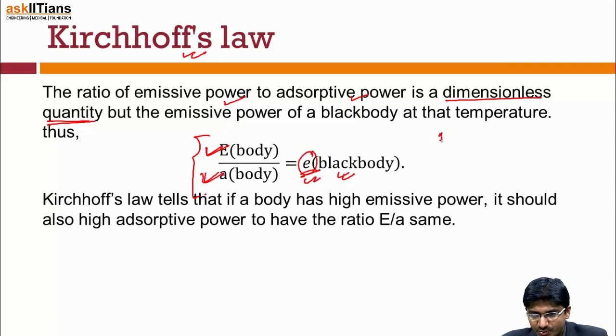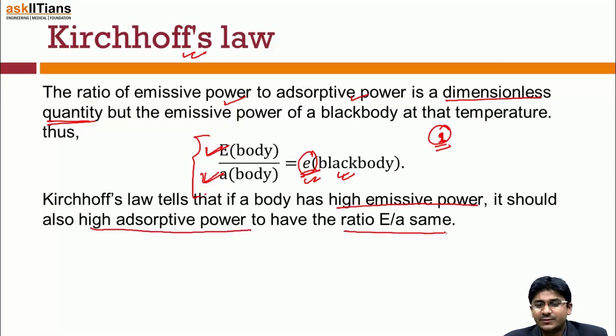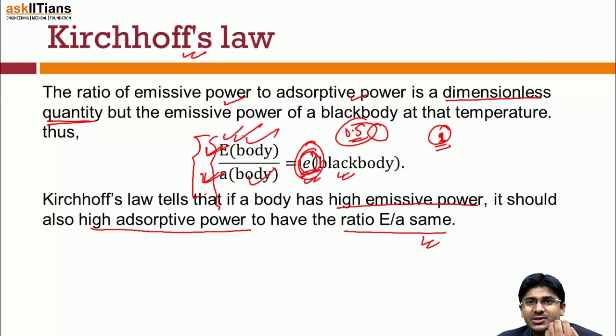For a black body, this ratio becomes 1. For a black body, this ratio is 1. Else, it is less than 1. Now, it tells that if a body has high emissive power, it should also have high absorptive power to have the ratio same. Now, since this is a value of a body, suppose 0.5, this is a constant. So, if the emissive power increases, then the absorptive power must also increase to keep this ratio constant. This is again very similar to the theory that we discussed on how good absorbers are good reflectors. It is the same thing in the form of a law.